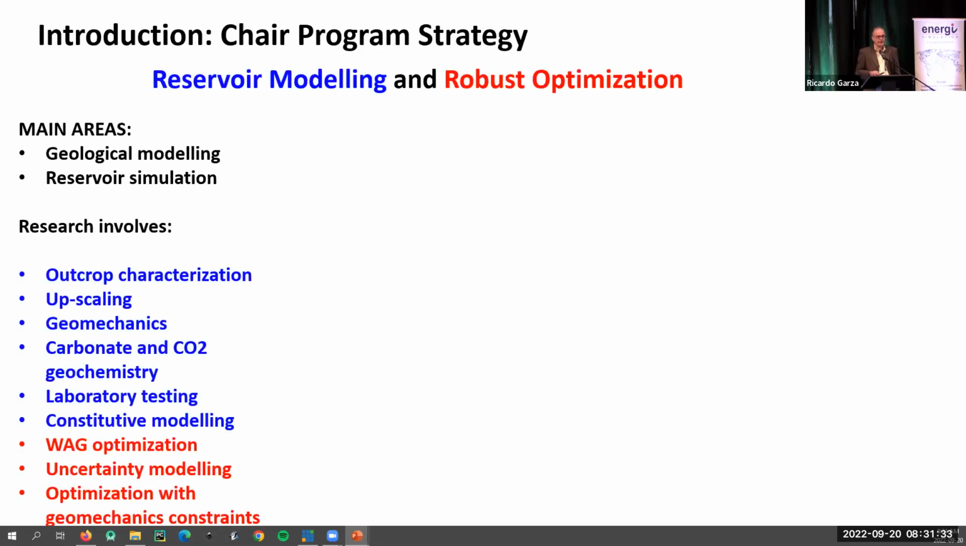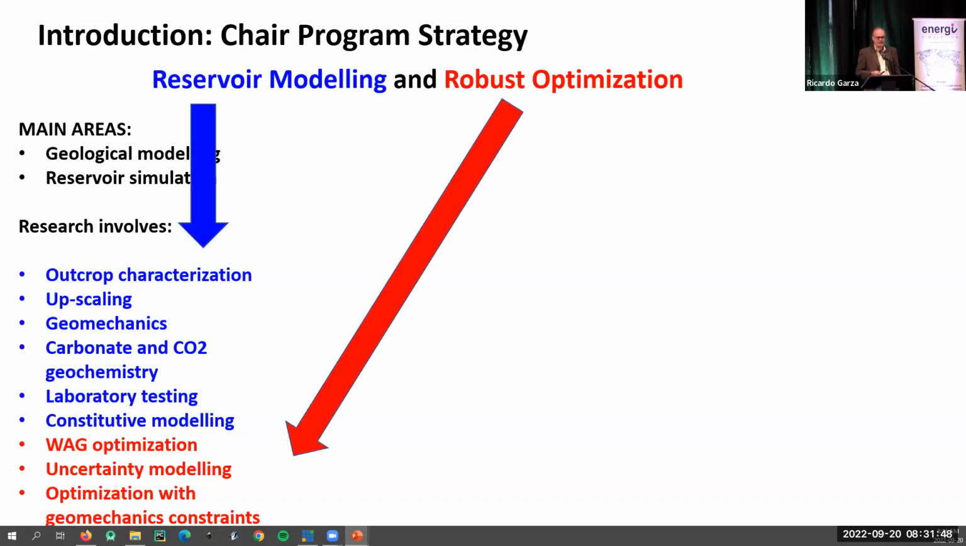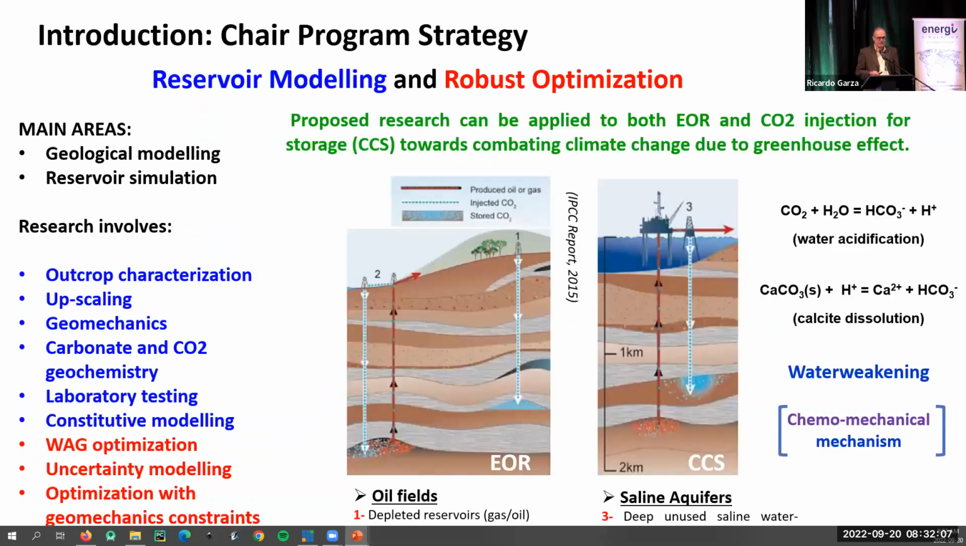The title of the chair is Reservoir Modeling and Robust Optimization. The main areas are geological modeling and reservoir simulation. We understand reservoir modeling as outcrop characterization, upscaling, geomechanics, carbonate and CO2 geochemistry, laboratory testing and constitutive modeling. And we apply robust optimization to WAG optimization, uncertainty modeling, and optimization with geomechanics constraints. Of course, the proposed research can be applied to both IOR and CO2 injection storage for CCS projects.